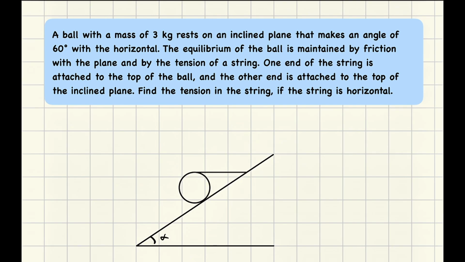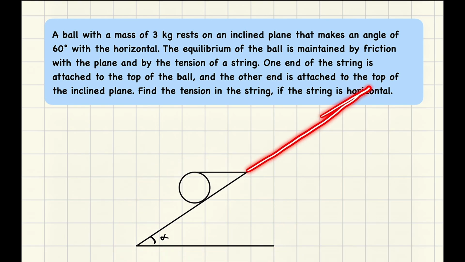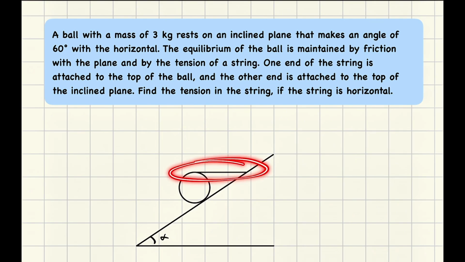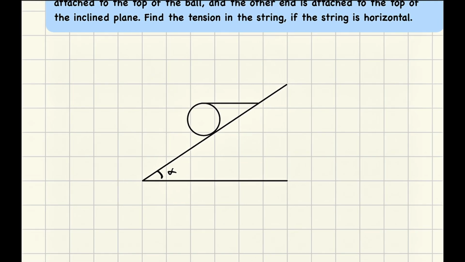One end of the string is attached to the top of the ball, and the other end is attached to the top of the inclined plane. So it's just right here and here. It's not the top of the inclined plane, but it doesn't matter, to be honest, because if our situation was just like this, if it just ended here, it doesn't matter, because this thing can be just infinite and it changes nothing. Okay, and find the tension in the string if the string is horizontal. And we see that it's already drawn horizontal, which means it is correct.